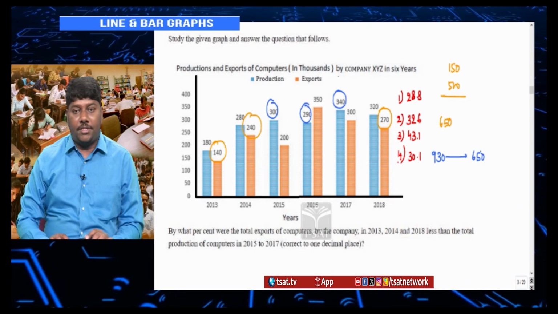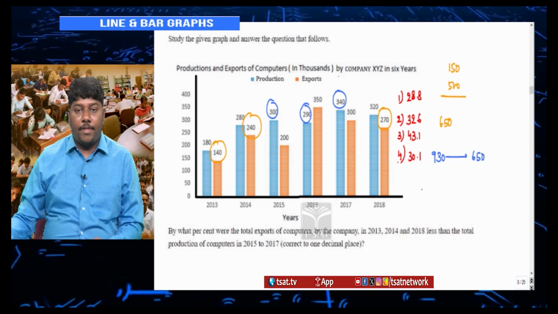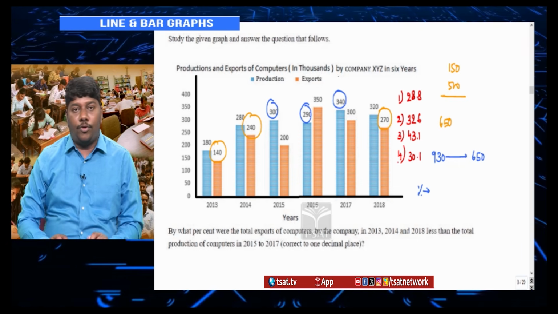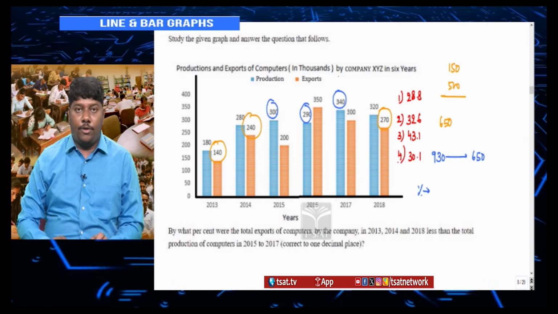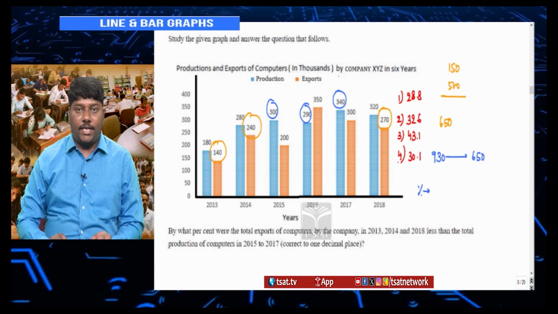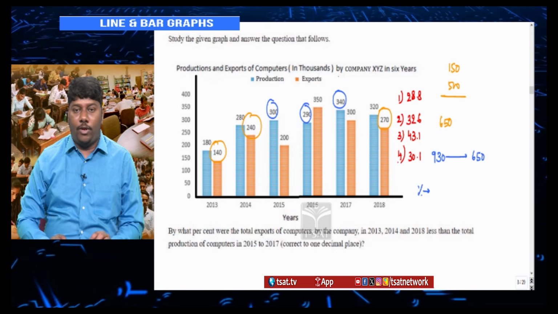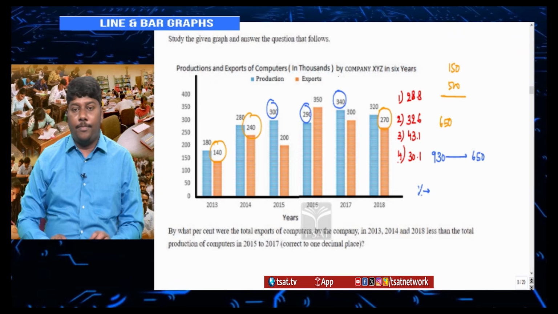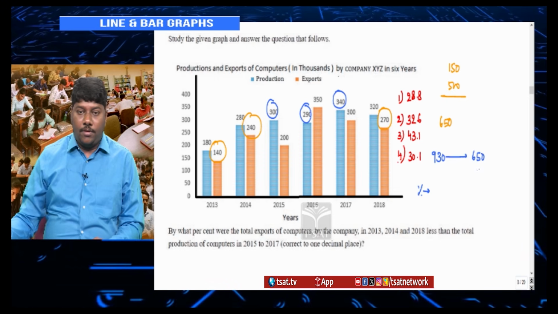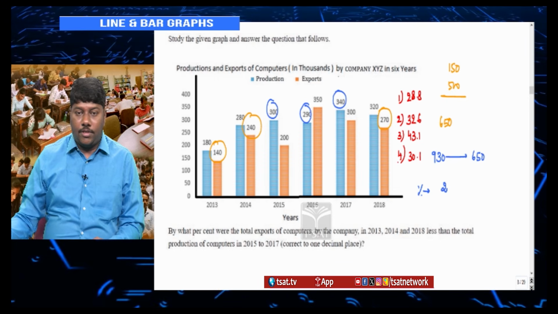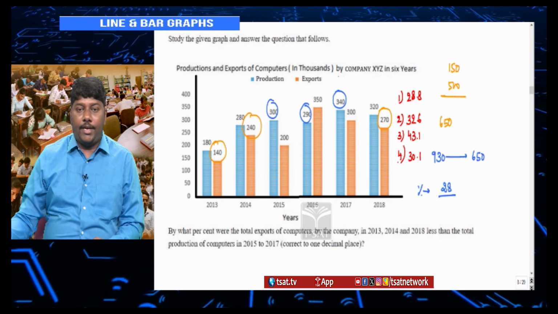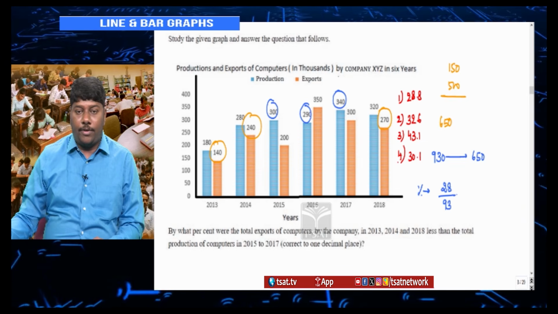Percentage less or percentage decrease, both of them are same. When you want to find out percentage more, first keep the lower value, then the higher value. When you want to find out the percentage less, first keep the higher value, then the lower value. Now, what is the difference here? The difference here is 280. 0, 0 you cancel, you can get 28 upon 93 into 100.